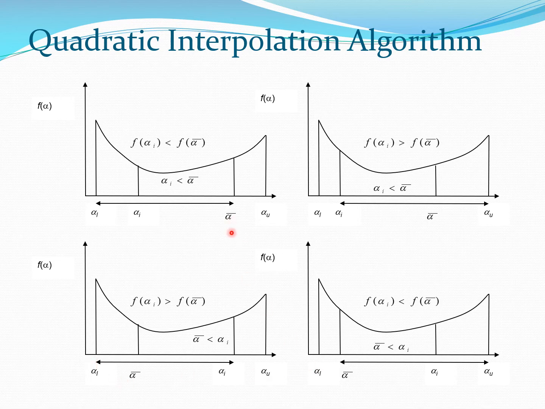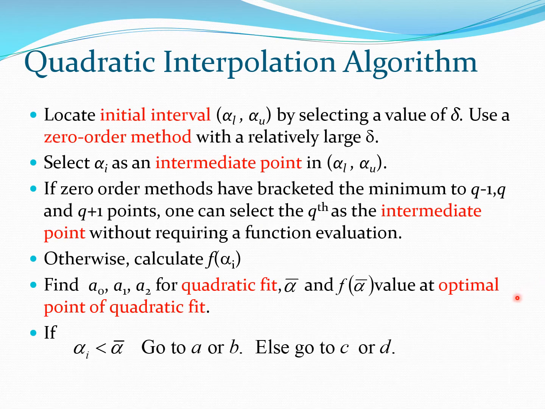We calculate alpha bar, and we have alpha I also, and then we essentially bring down the interval by discarding one of these portions where you do not see this particular line here. So these portions are discarded. Essentially this approach is used to reduce the interval size and move on with your particular search.